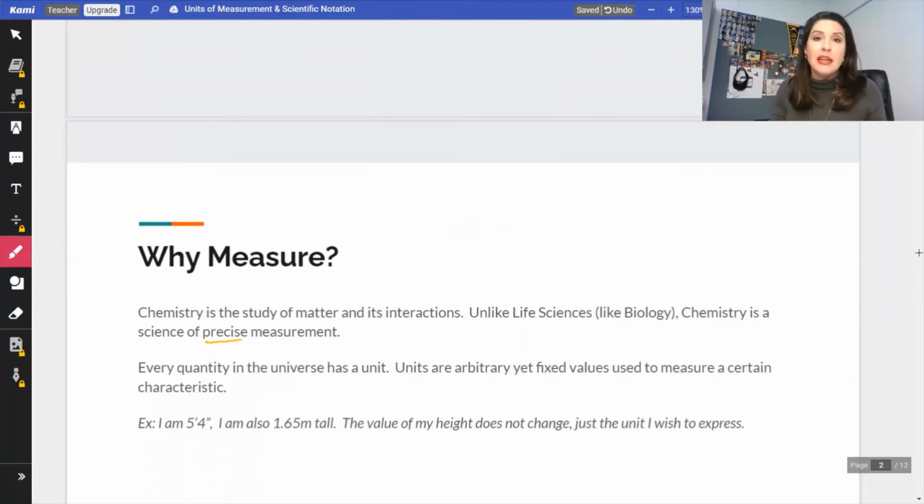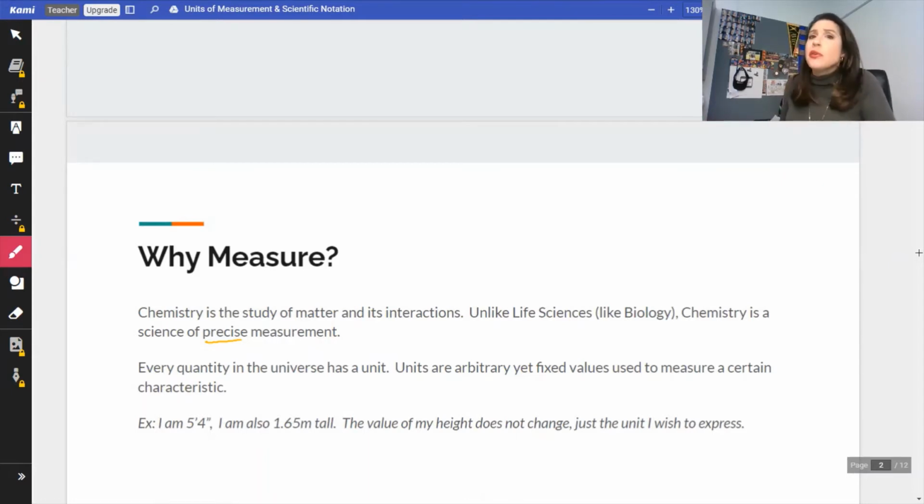Every quantity in the universe that has matter, that has mass, that has volume, every quantity has a unit. Even things that you count up around the house, number of slices of bread. Well, the unit is slices of bread. Your weight is expressed in a unit. Distance is expressed in units. Numbers have no meaning unless they are used to describe a phenomenon, or in our case, a measurement.